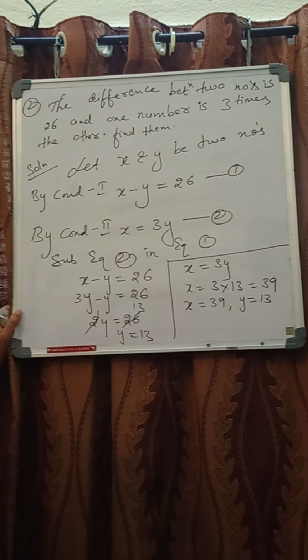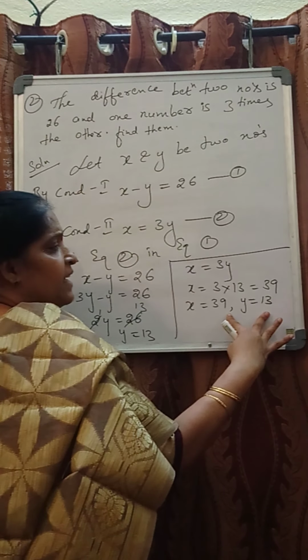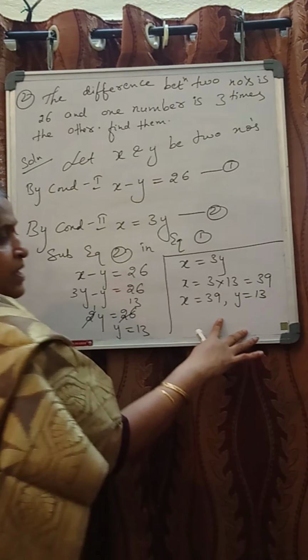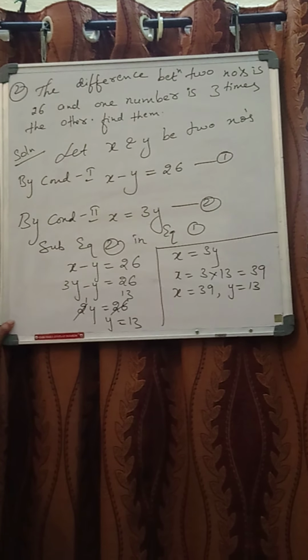If you want, you check, children, by substituting in the first condition. He gave that the difference of two numbers is 26. So if you find the difference of 39 and 13, you will get 26 only. Is it clear, children? Once give a glance.